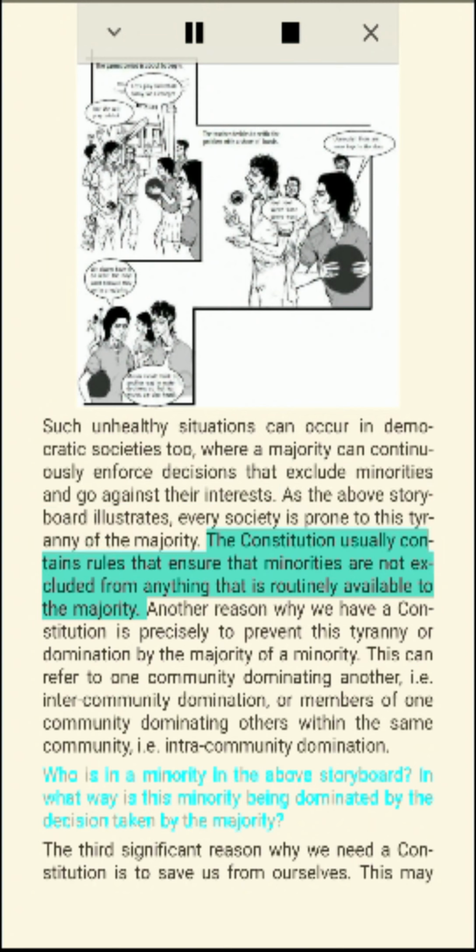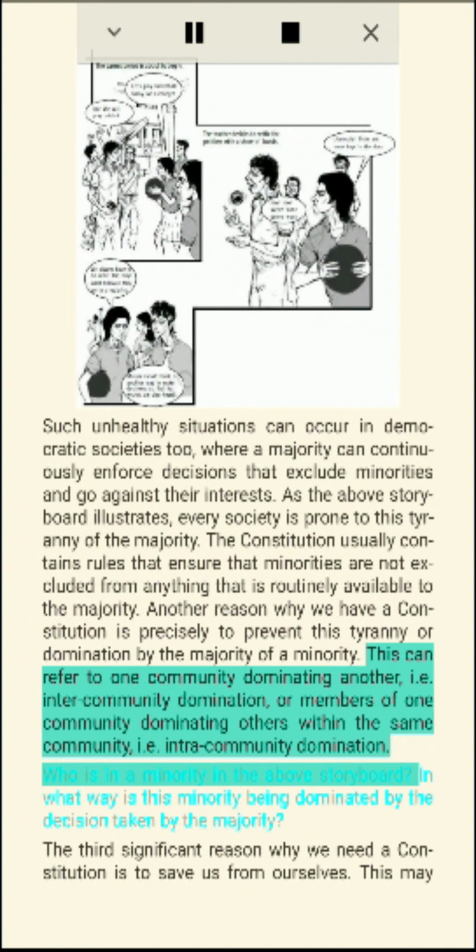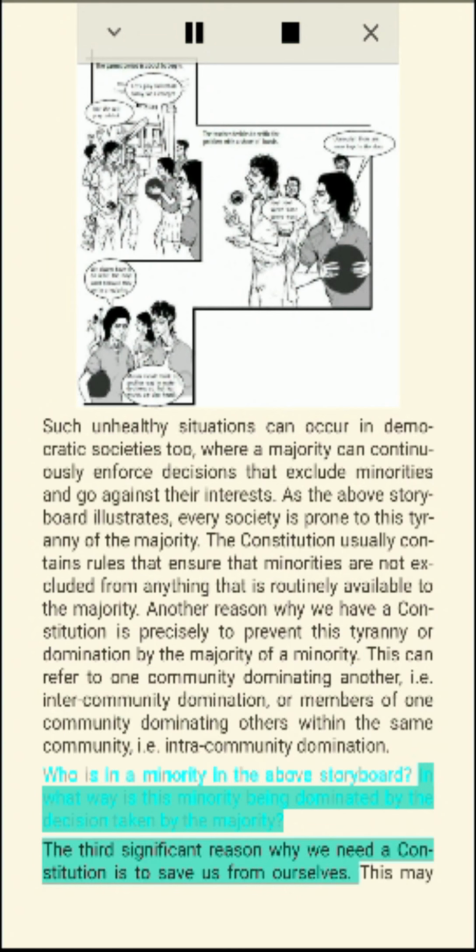The Constitution usually contains rules that ensure that minorities are not excluded from anything that is routinely available to the majority. Another reason why we have a constitution is precisely to prevent this tyranny or domination by the majority of a minority. This can refer to one community dominating another, i.e. inter-community domination, or members of one community dominating others within the same community, i.e. intra-community domination. Who is in a minority in the above storyboard? In what way is this minority being dominated by the decision taken by the majority?